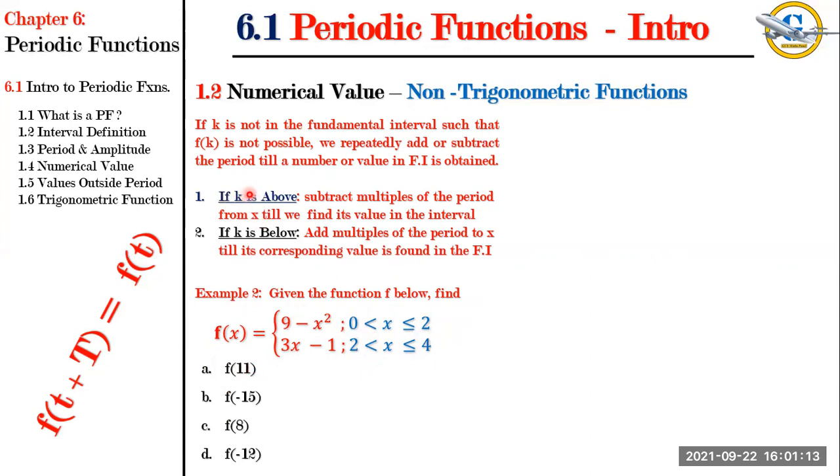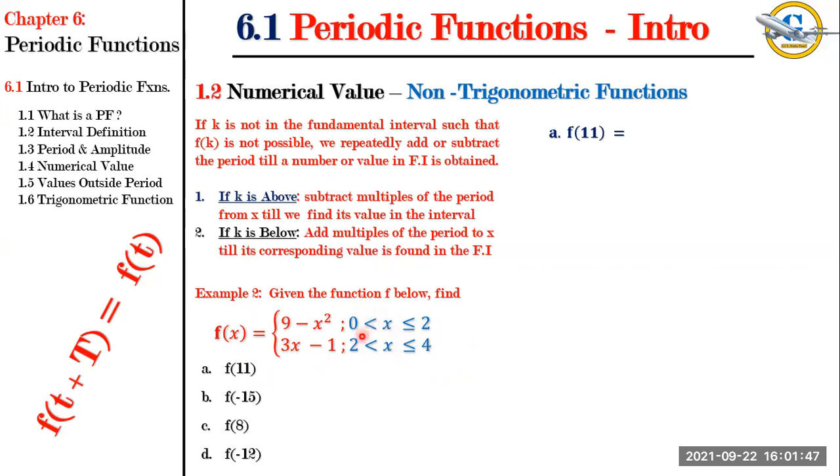This is what is being explained in the first case here. If k is above, that means the value of x you are looking for is higher than this 4 in the fundamental interval, because the highest value here is 4. Then we are going to subtract multiples of the period. The period here is 4. We'll subtract multiples of 4 until we have a value in this interval. So f of 11 will be equal to f of 11 minus the period, 4, which gives us f of 7. 7 is still not found in this interval. So 7 minus 4 again gives 3.